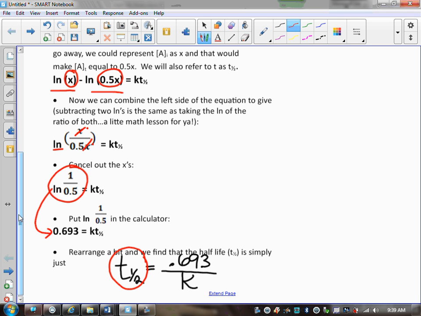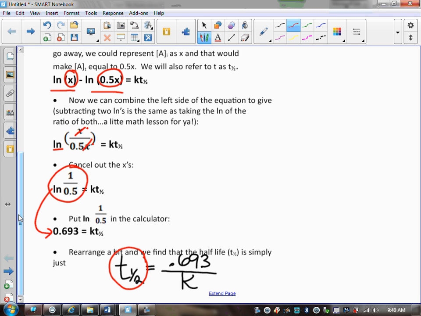So this is another way that we can figure out K, if we were to know what a substance's half-life was. We wouldn't even have to be given concentrations. Doesn't matter what they are. It doesn't matter if you're starting with 0.1 and going to 0.05. Doesn't matter if you're starting with 0.5 and going to 0.25.